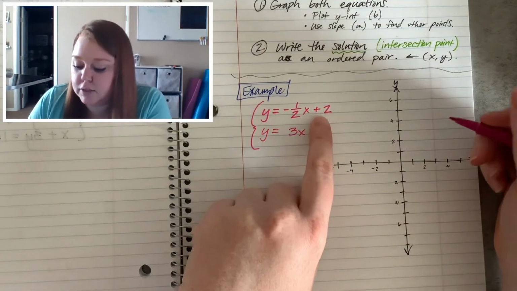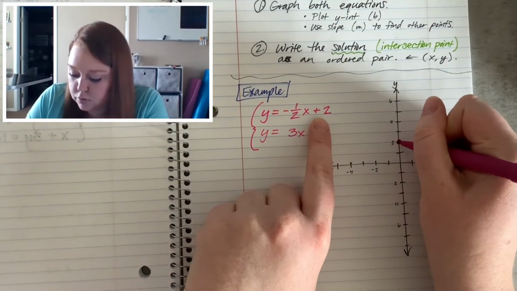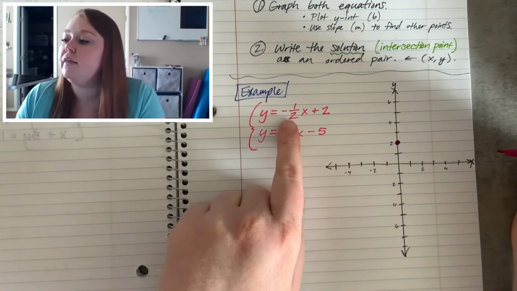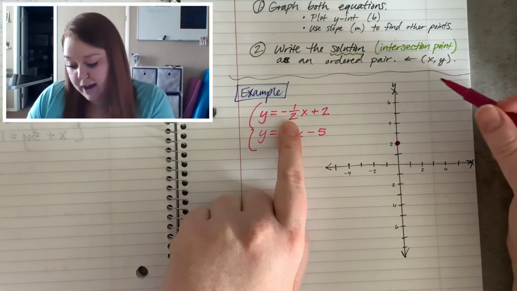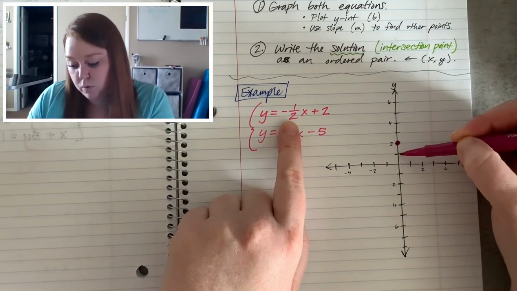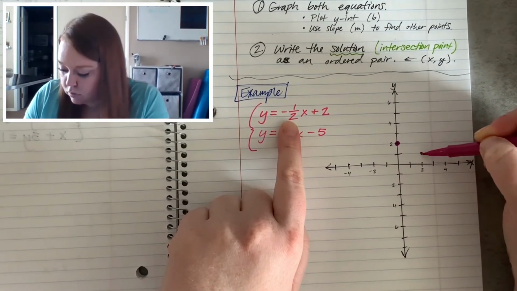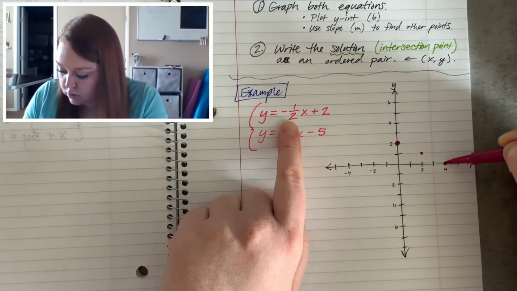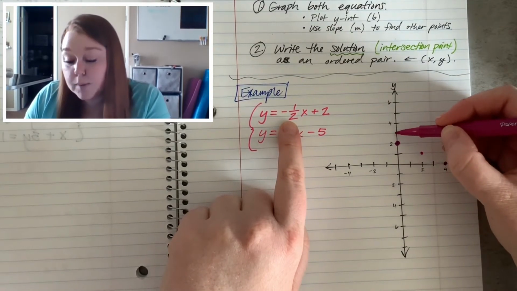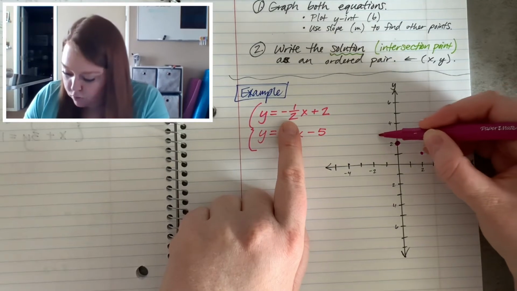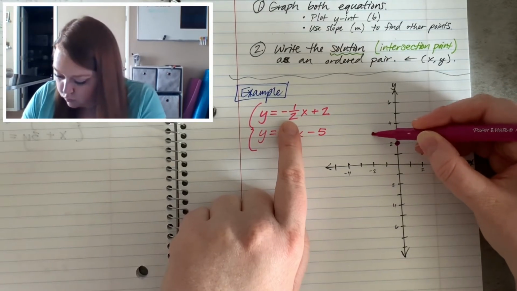So I start at the y-intercept, which is +2, so I plot a point there. The slope is -½. That tells me to go down 1, right 2, down 1, right 2. You could also go up 1, but you would have to go left 2.